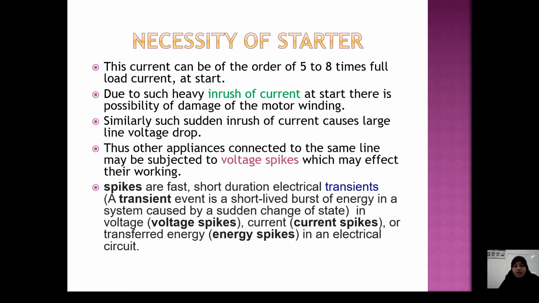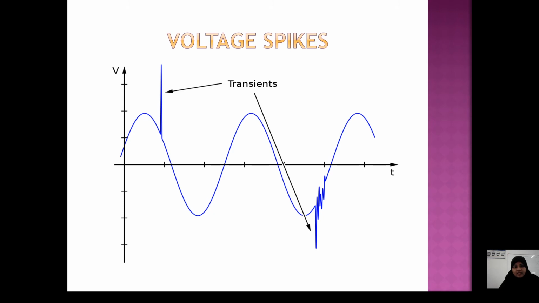Spikes are nothing but fast, short duration electrical transients in an electrical circuit. These spikes can be voltage spikes, current spikes or energy spikes. What is a transient? A transient is a short-lived burst of energy in a system caused by a sudden change of state. See here in this diagram you can see the transients. What is the voltage spike here? Some transients will appear in the waveform.